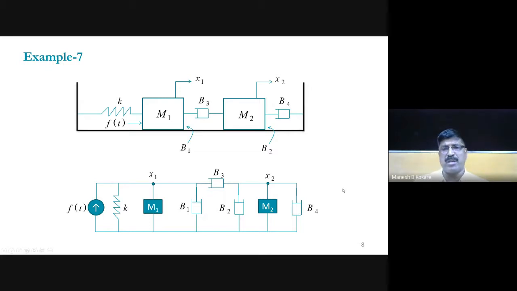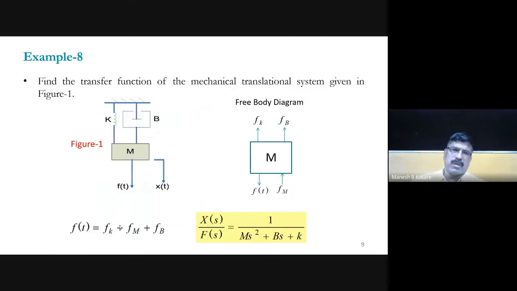Suppose, for example, if x2 is output, then X2(s) by F(s) will be the transfer function. So in that way you can find it out. Now see, in this example 8, find the transfer function of a mechanical translational system of the given figure. Now see that this is the reference, and then a spring element and dashpot, and then a mass element is there, and then force is applied in the downward direction.